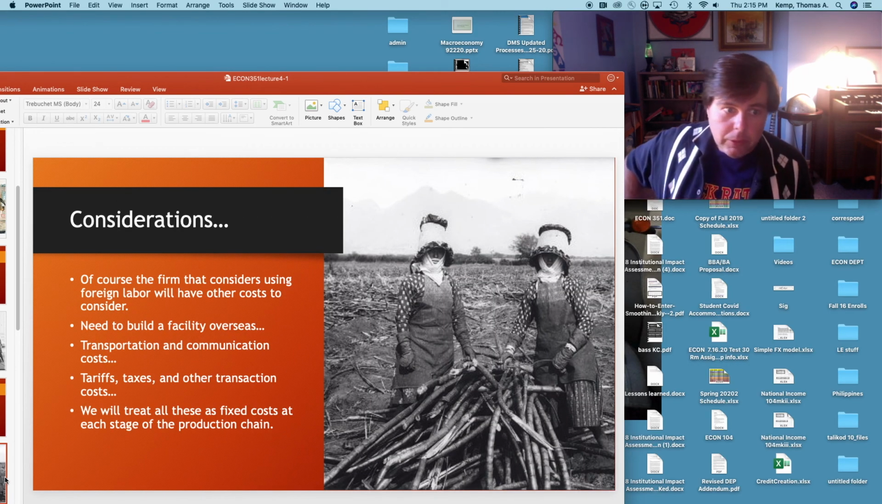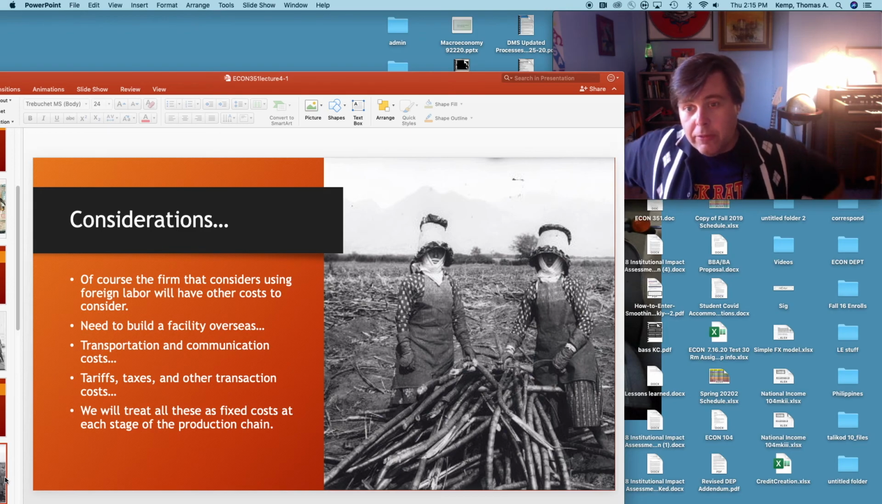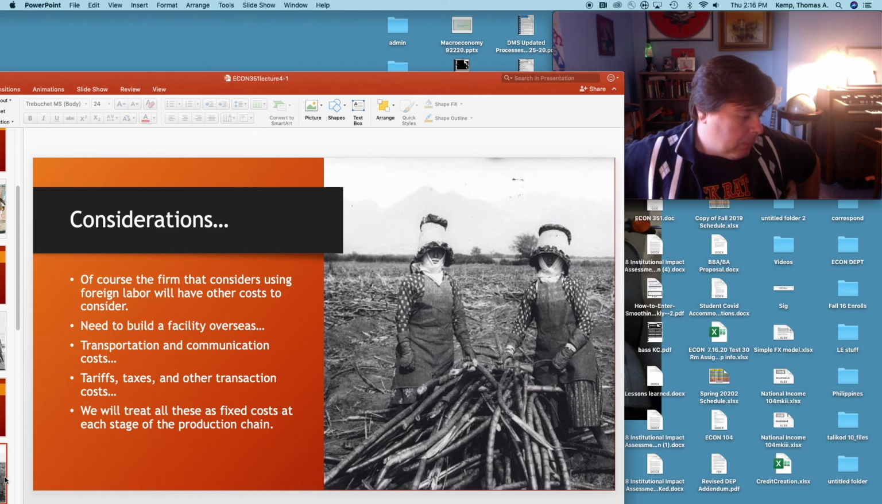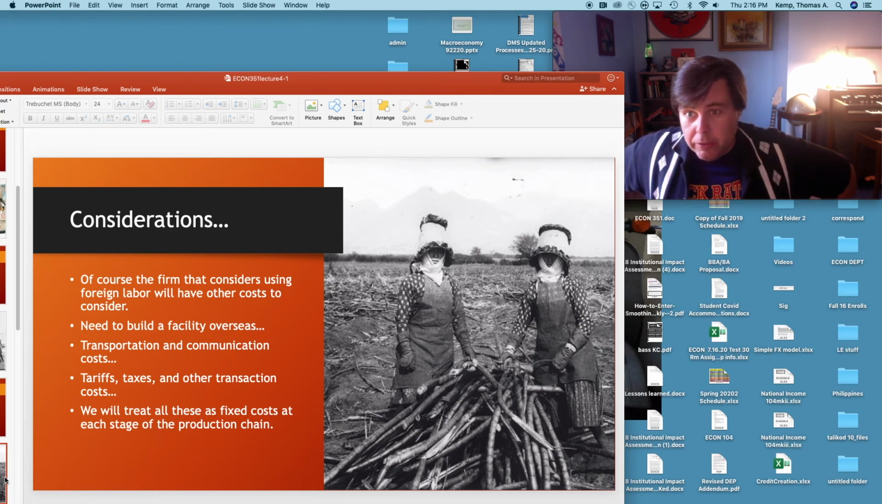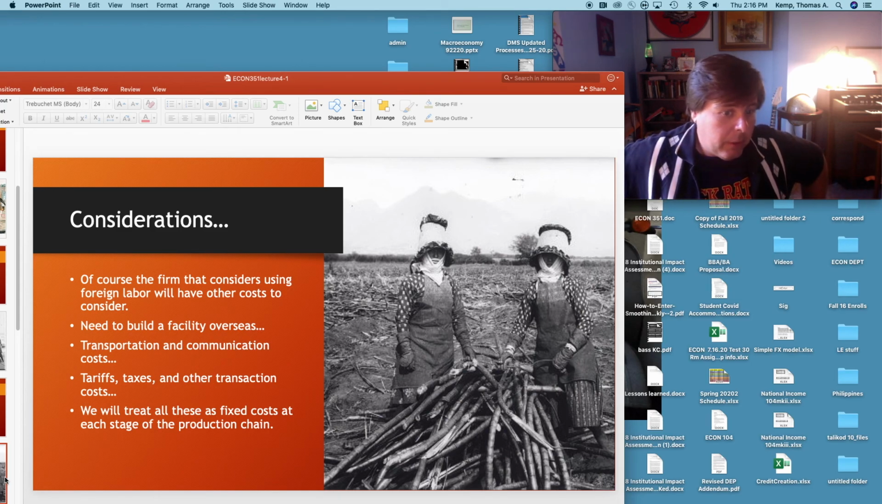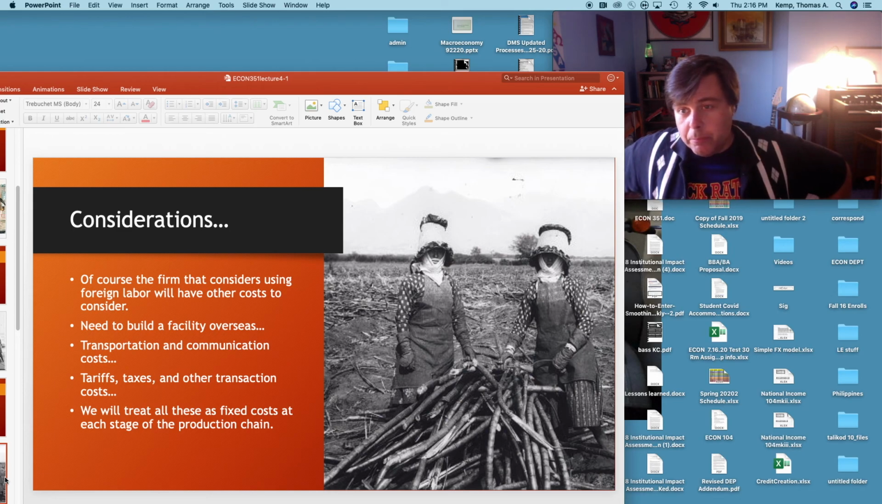Okay, so the firm will have other things to consider besides these sort of crude costs, right? You've got to consider tariffs. You've got to consider quotas, as well as other policy restrictions that may be placed upon the movement of goods and services. You've got to consider your transportation and communication costs, right?